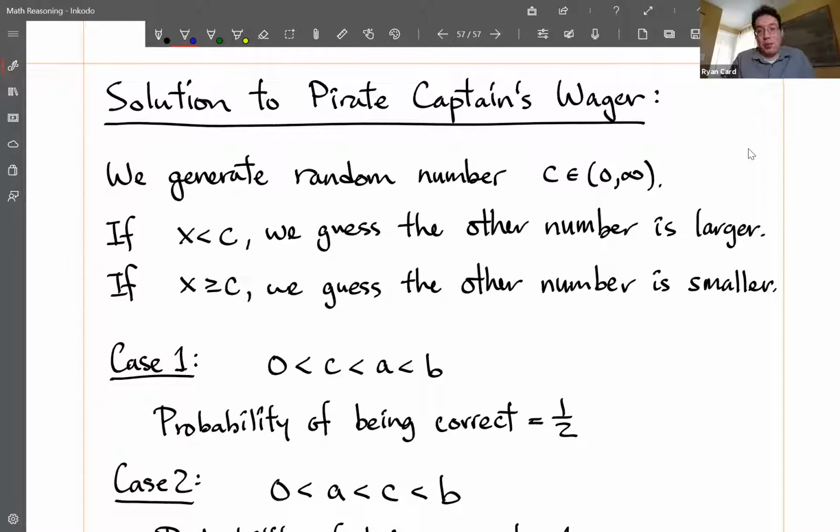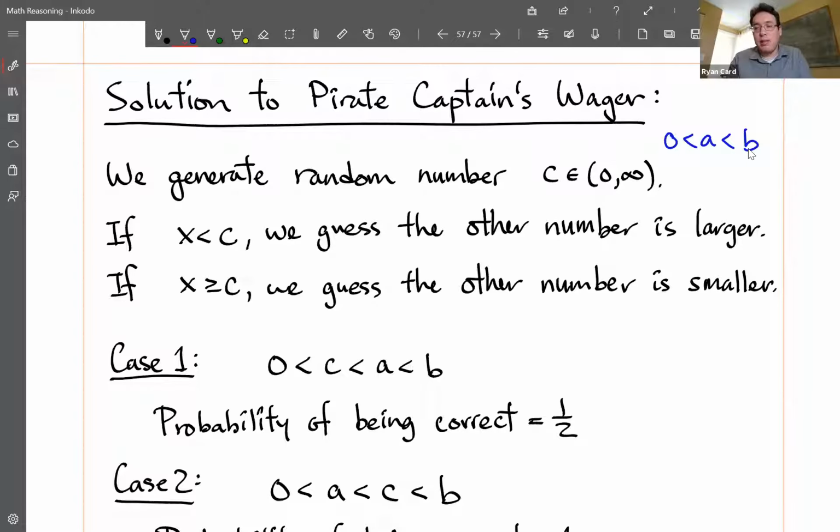Let's recap what the pirate captain's wager was. The pirate captain captured you, and you're going to be killed, except he gives you a chance to save your life. He takes two pieces of paper and writes distinct real numbers. Let's say A is the smaller number and B is the larger number, and he shuffles them. So you'll get a 1/2 chance to get the smaller number and a 1/2 chance to get the larger number.